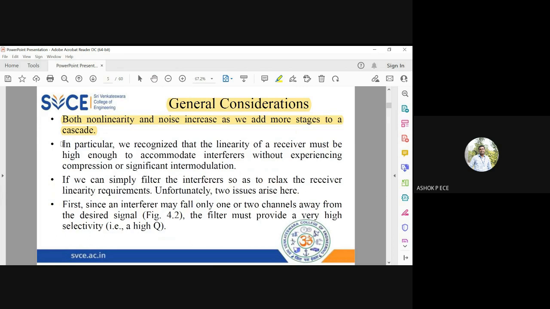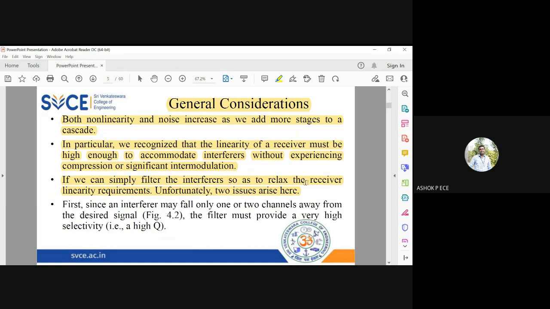So the linearity of the device should be very high to ensure that all the interferers are completely cancelled out. If we can simply filter the interferers, you can relax the linearity requirements. See, removing the interferers is my goal, so then you can slightly compromise the linearity. But if your linearity is compromised, then harmonics will come into the picture. So a lot of issues are there. If you touch one parameter in wireless communication, you should think twice before disturbing it.